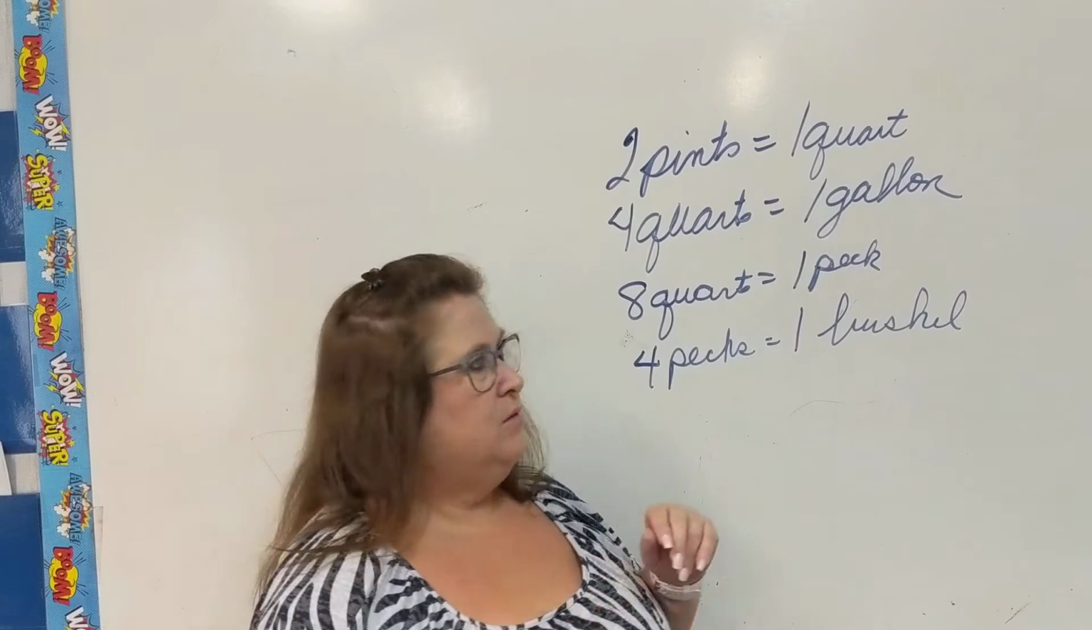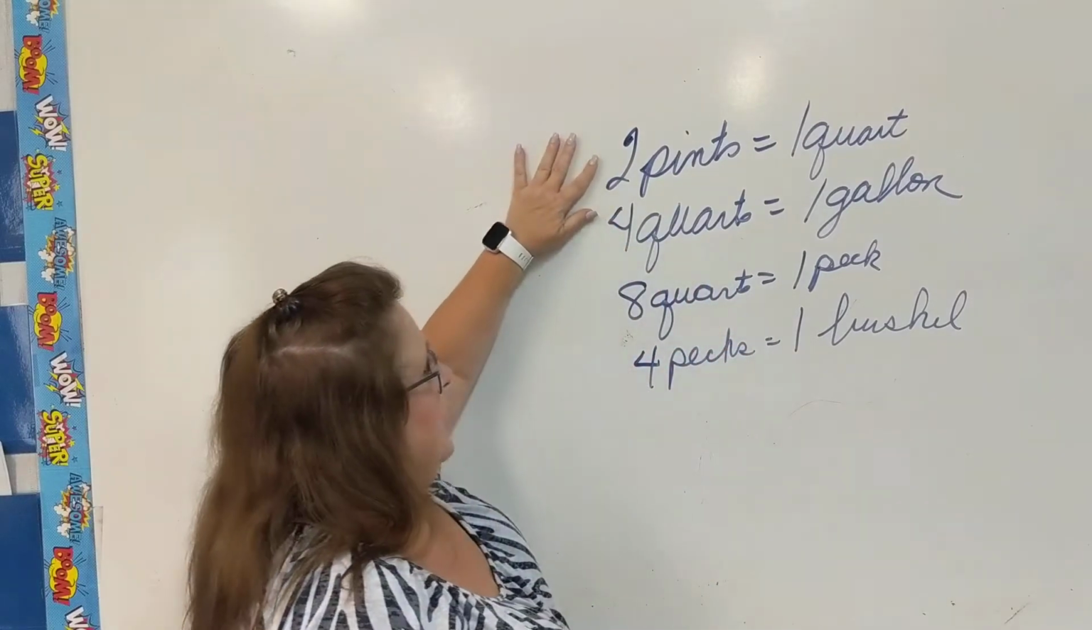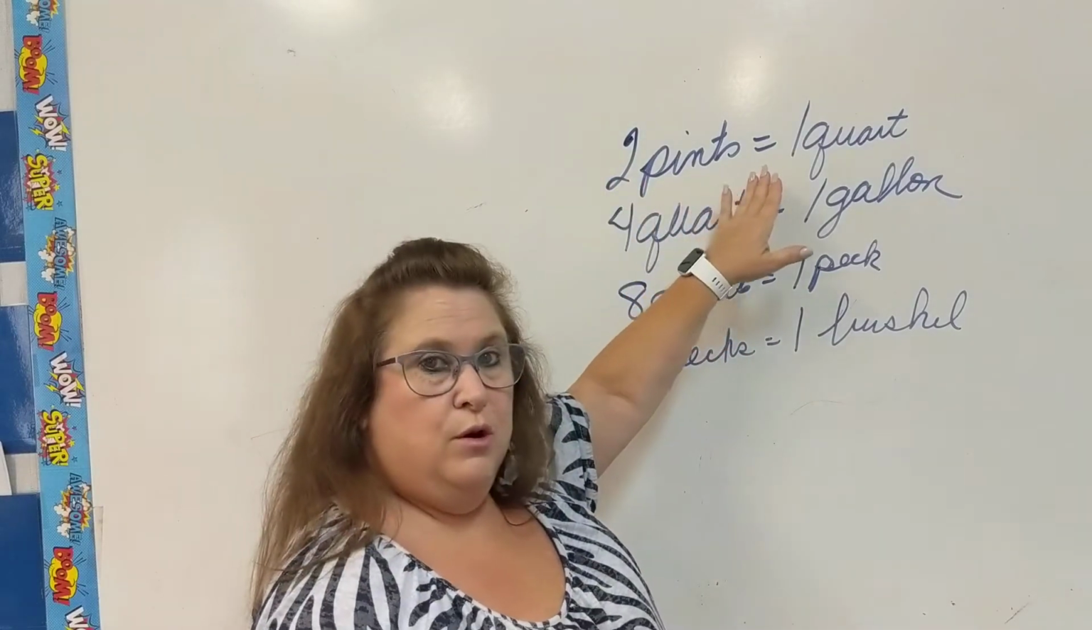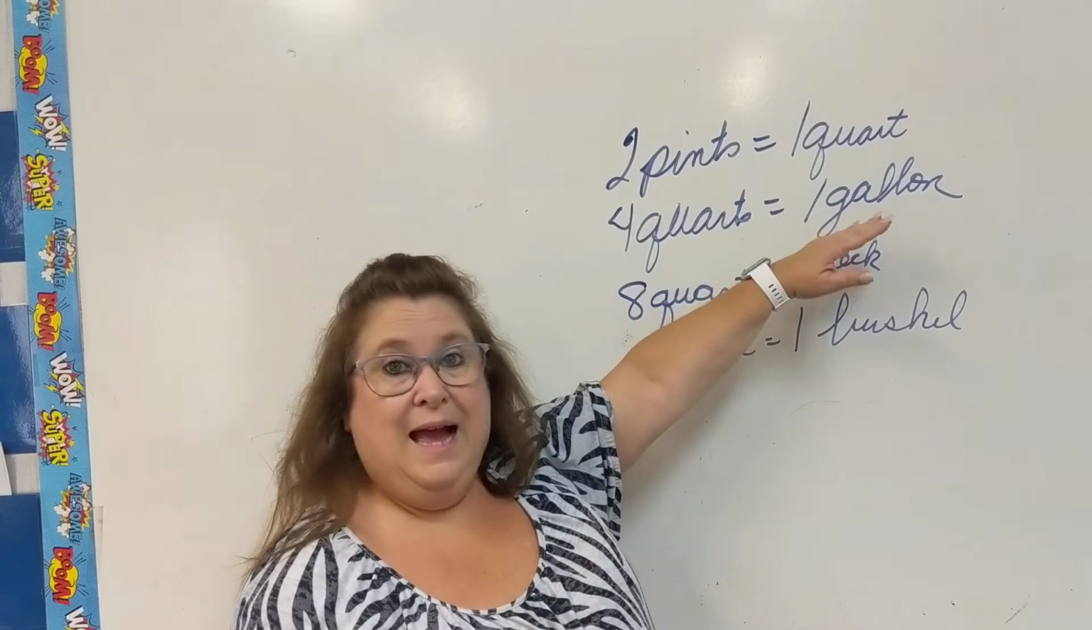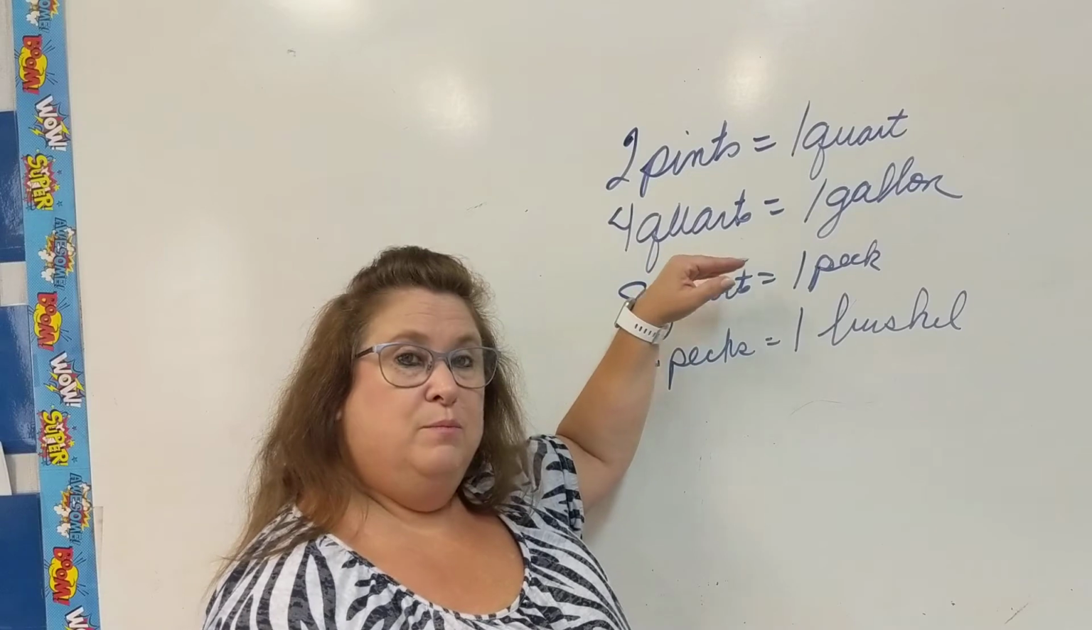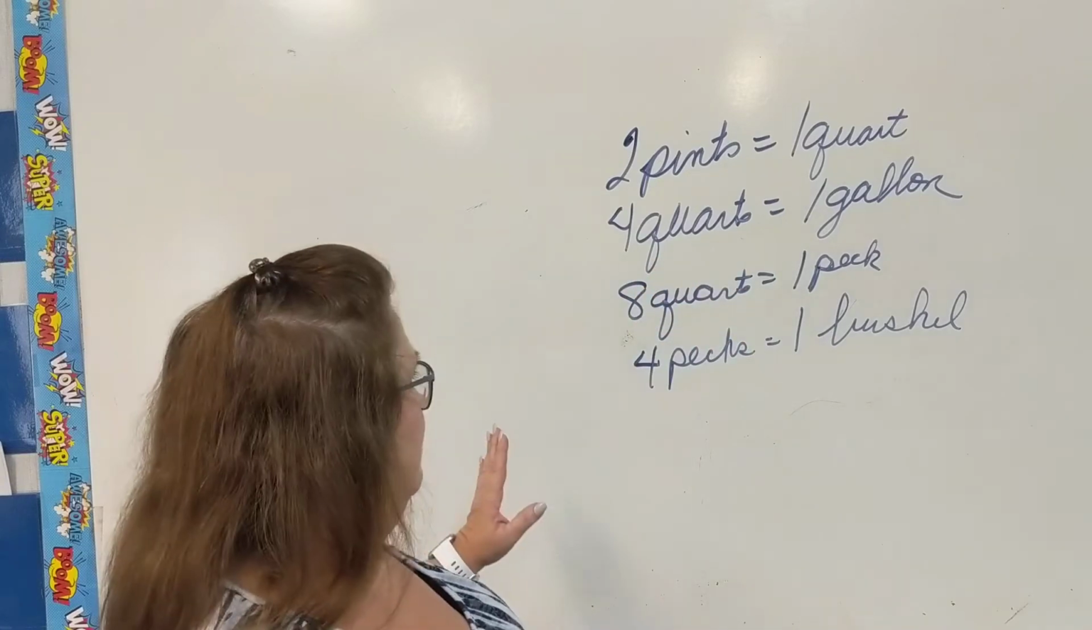So here, this is how it goes. This is just like our liquid measure. 2 pints equal 1 quart. 2 cups in a pint, 2 pints in a quart, and then 4 quarts equal 1 gallon. That part we already know from our liquid measures. But this is the part we have to memorize.